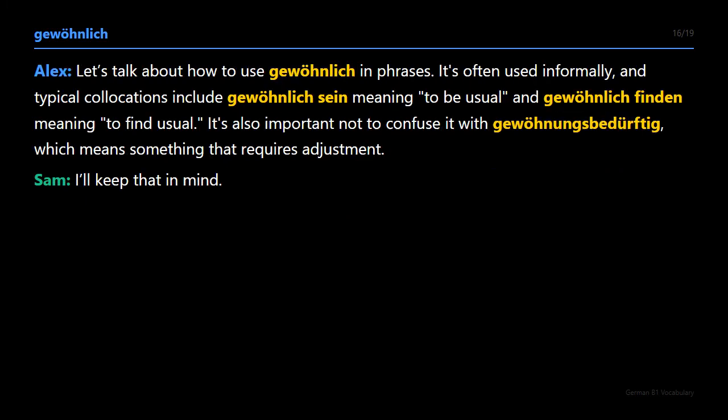Let's talk about how to use gewöhnlich in phrases. It's often used informally, and typical collocations include gewöhnlich sein, meaning to be usual, and gewöhnlich finden, meaning to find usual. It's also important not to confuse it with gewöhnungsbedürftig, which means something that requires adjustment. I'll keep that in mind.